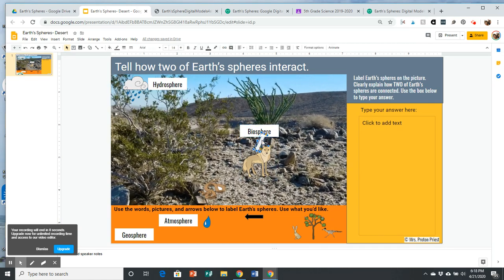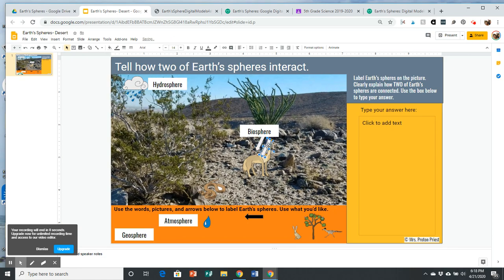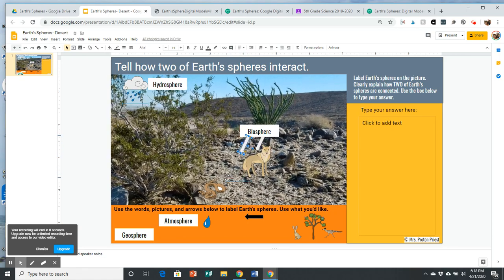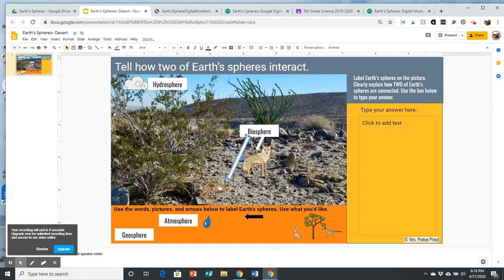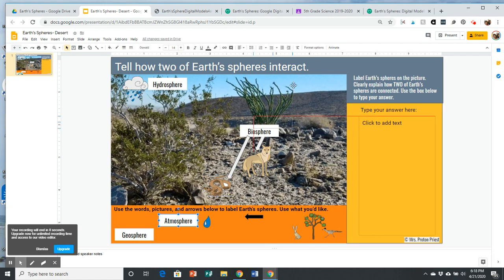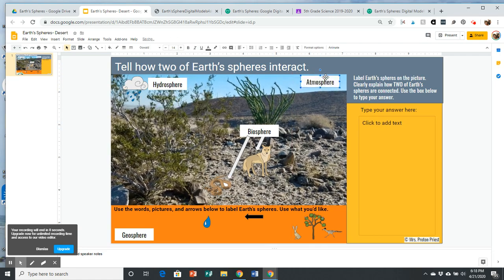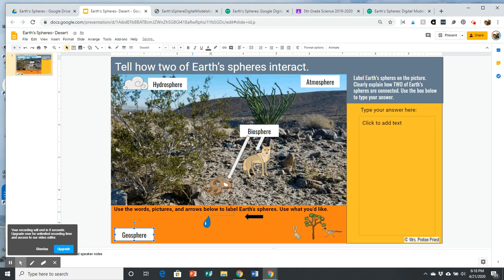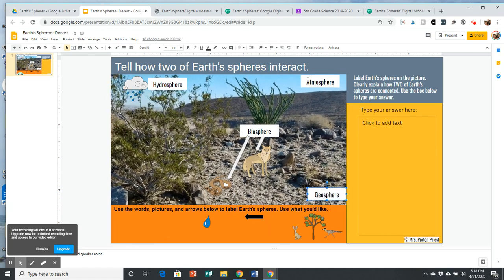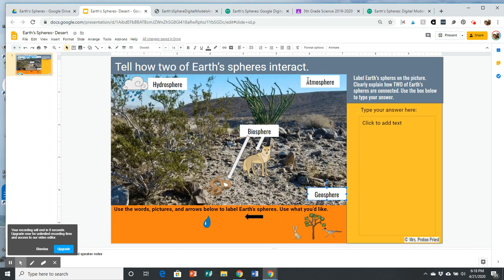So I'll take this arrow. See if I can grab the arrow. Control C, Control V. I'm going to make a copy of it. And I'm just going to extend that arrow down to my snake. Okay, then I have the atmosphere. I'm just going to put that up here. I'm going to have the geosphere, which is any rocks or soil. So I'm going to put that here. Atmosphere is any oxygen, gas, carbon dioxide.